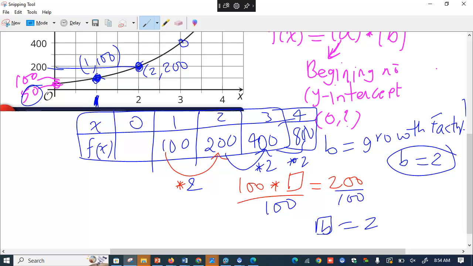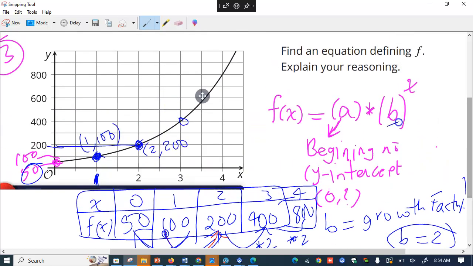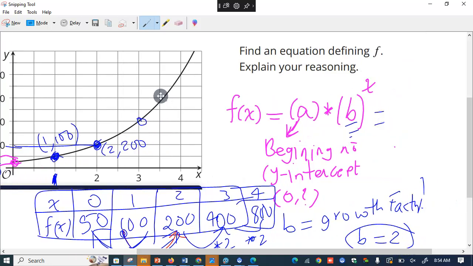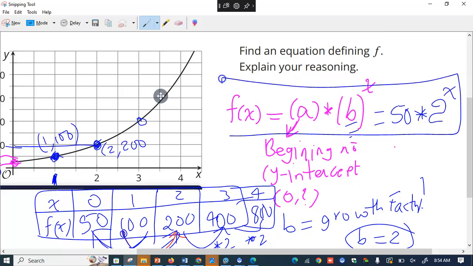Okay, so B is 2. Now if you go backwards, if you go this way, you multiply by 2. So that means the one before will be half of this. So this is 50. So when you go here, your B becomes 50. So your answer becomes 50 times, and B is 2, so it is 2 raised to x. How beautiful the function. So this is your final answer for question number 3.